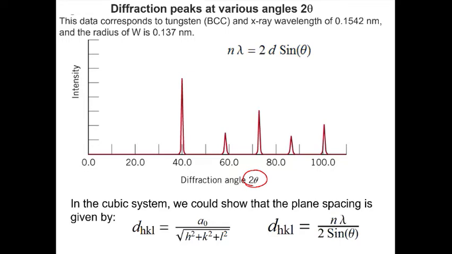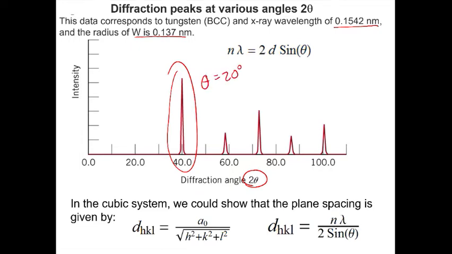Here's a diffraction pattern of tungsten, which is body-centered cubic. We're given the X-ray wavelength for the beam coming in, and in this particular case, we're given the radius of the tungsten atom. What we'd like to do is see if we can figure out what plane corresponds to this 40-degree diffraction angle, or theta equals 20 degrees.